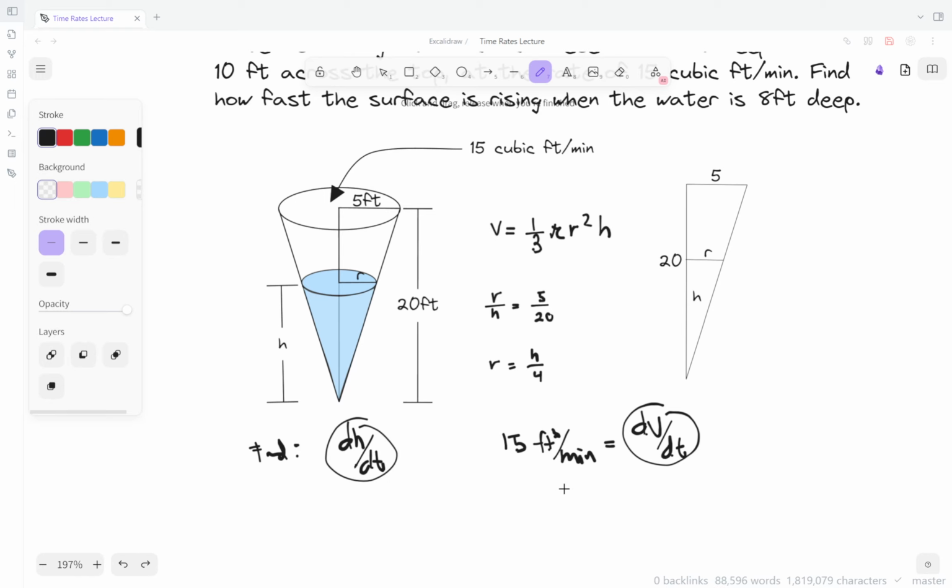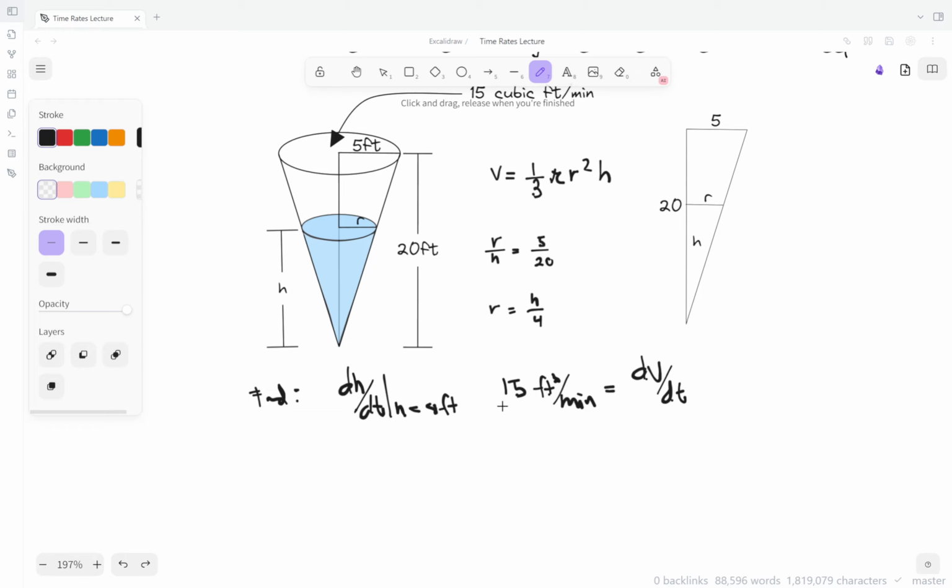It's also given that we need to find dH/dt when the height of the water is equal to 8 feet. So this is not the time that's given. We're not talking about after 3 seconds or after 8 seconds, but rather at the time when your height is equal to 8 feet. Okay, so now how do we do this one?